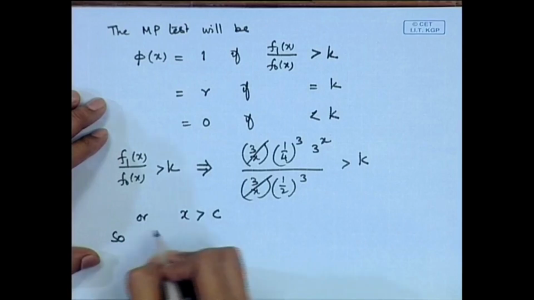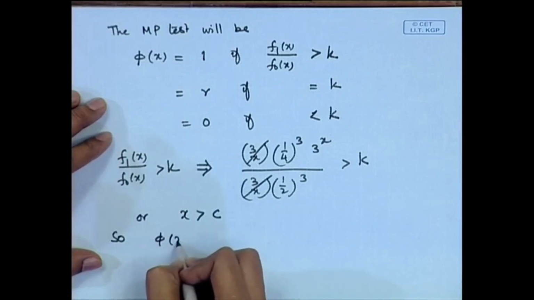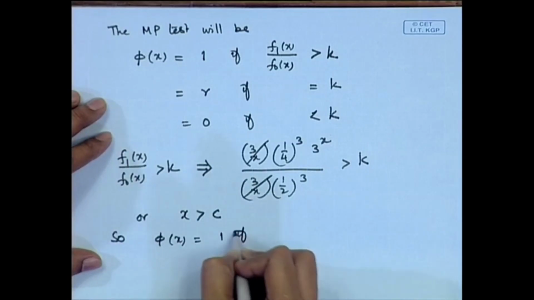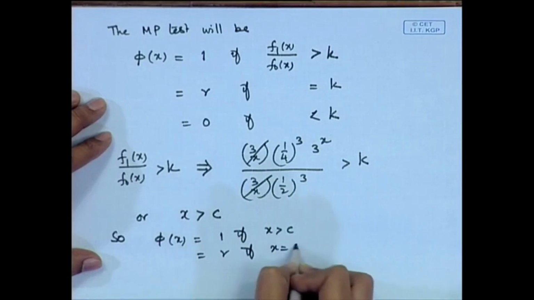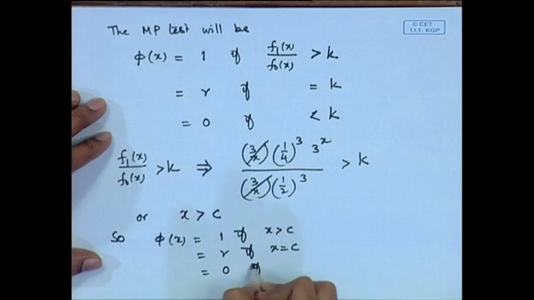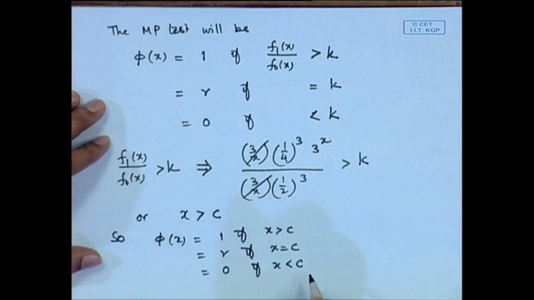So, the function φ(x) can be written as 1 if x is greater than c, equal to γ if x is equal to c, and equal to 0 if x is less than c. This is the test function that we will be getting. That means rejecting when x is greater than c, accepting when x is less than c, and rejecting with probability γ when x is equal to c. This is the randomization part here. Here it may be required, as we will see now.